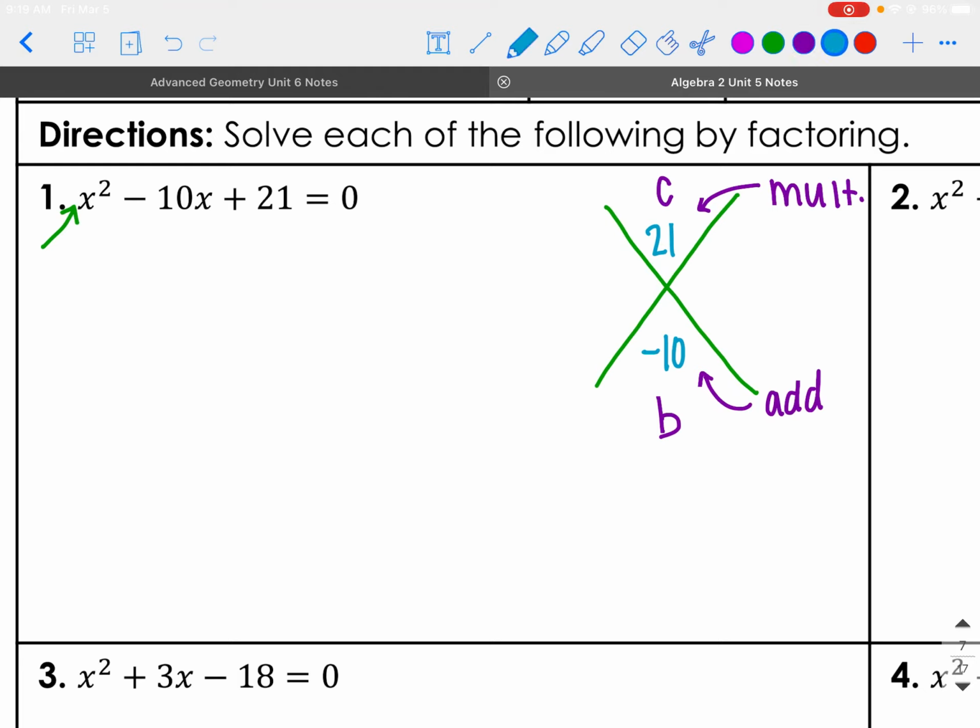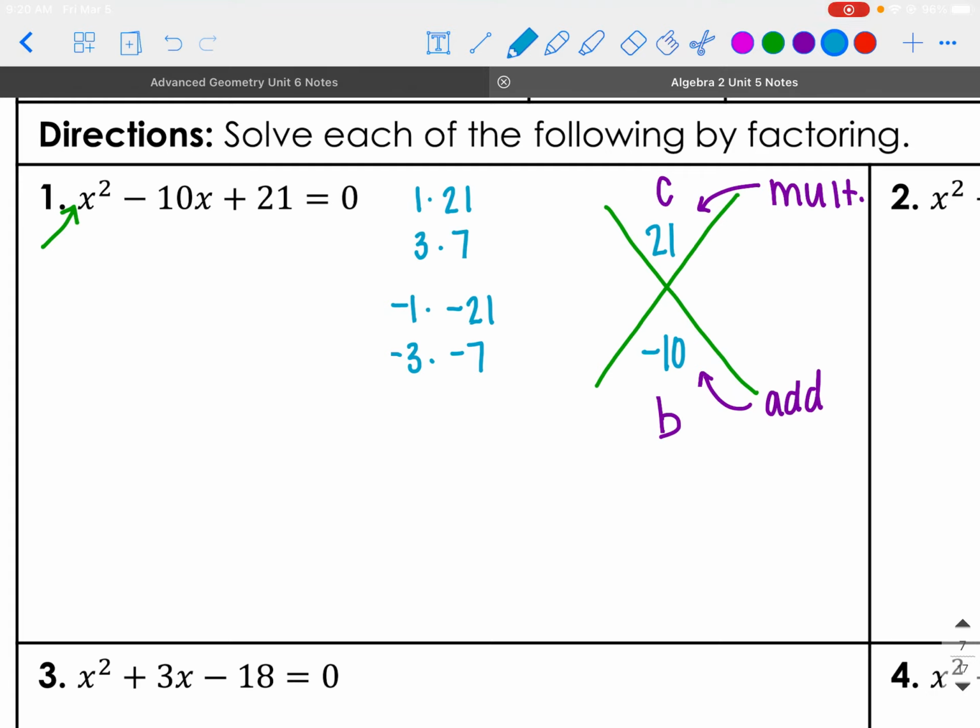One thing I like to do to help out is list out all of the ways that I can multiply to get 21. 1 and 21. 3 and 7. That will give me positive 21 when I multiply. But also -1 and -21. Those multiply to be positive 21, because when you multiply two negatives, it makes a positive. -3 and -7 also multiply to be positive 21.